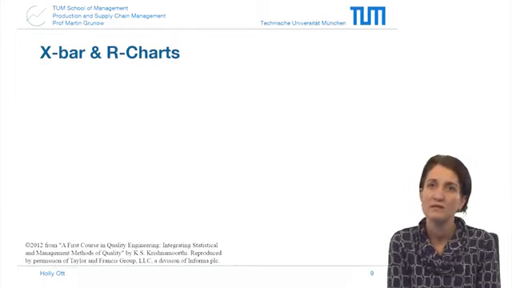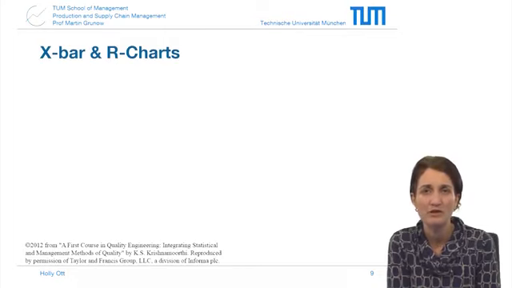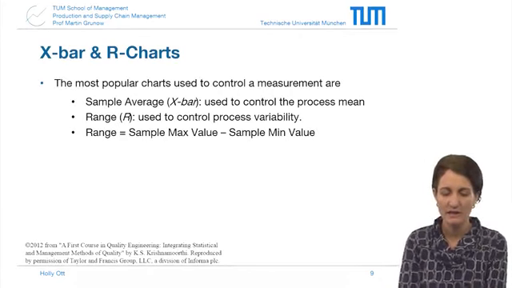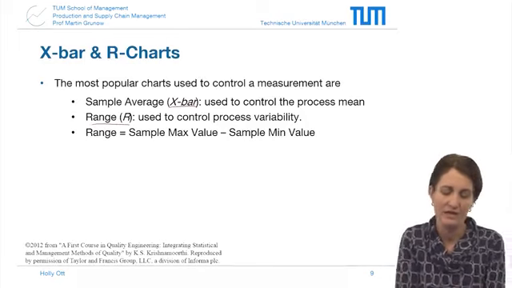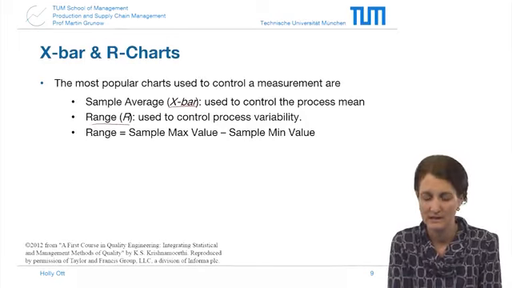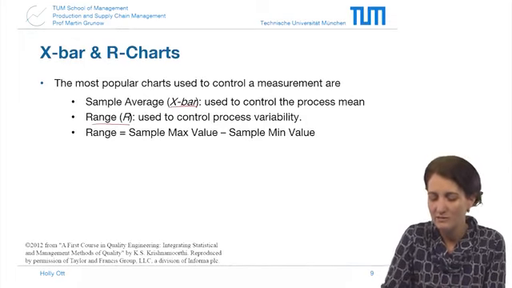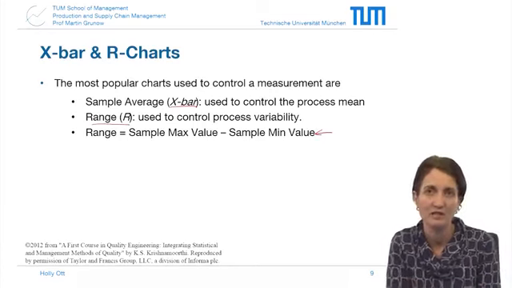One that uses the sample average to control the process mean, and another that uses the sample measure of variability to control the standard deviation of the process. And the most popular combination then are your X-bar charts for the process mean, and the range, where the range is the sample maximum value minus the sample minimum value. And this, of course, is easy to understand, whereas standard deviation, the sample standard deviation, is a little more difficult.